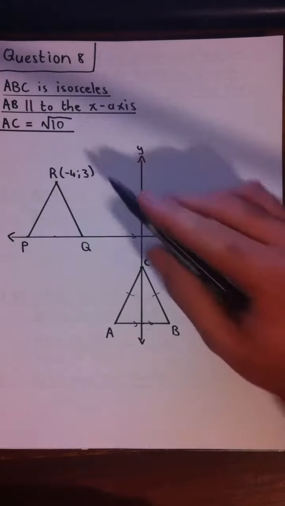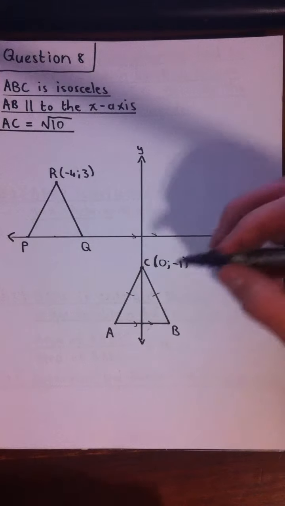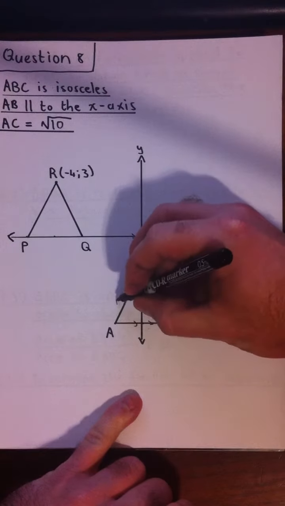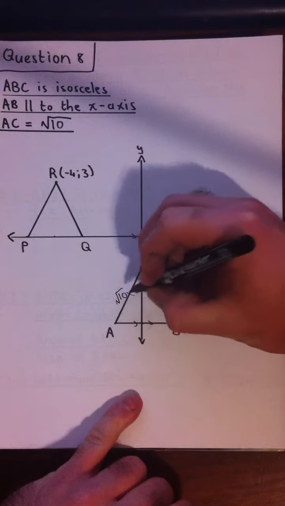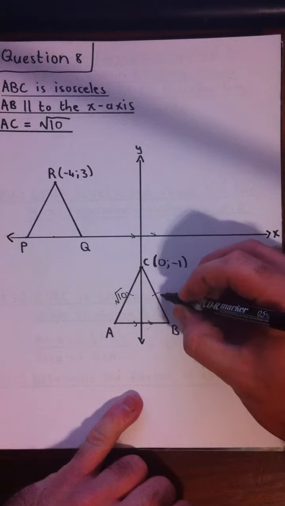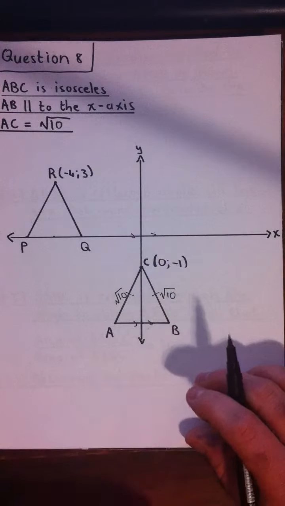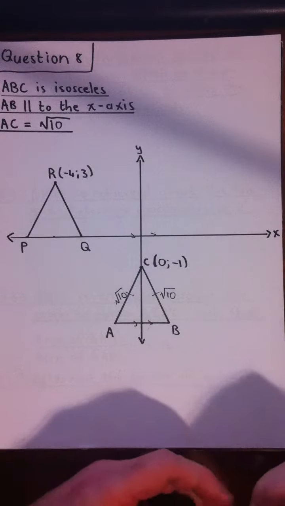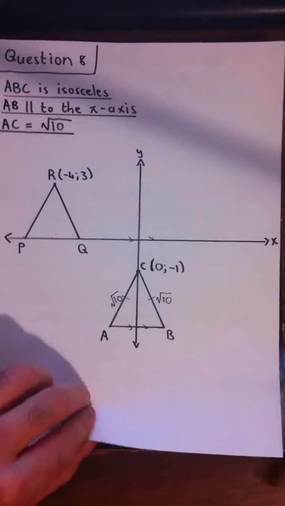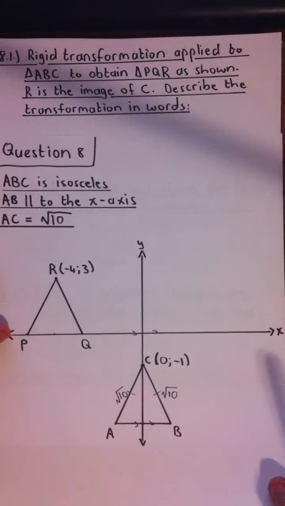And AC is equal to square root 10 units. So AC, this distance here, is square root 10, which means that this is also square root 10, because in an isosceles triangle the sides are the same length. Okay, so that's that for this page. Now let's see what the questions are.